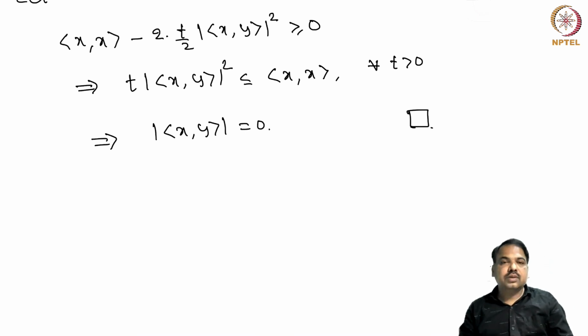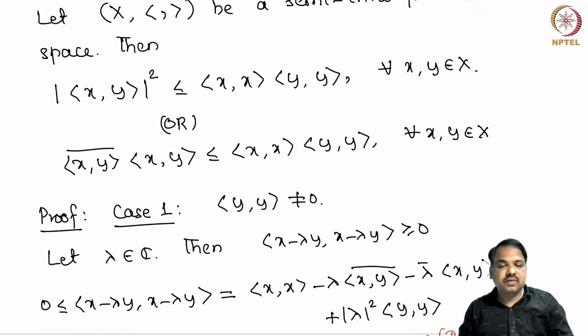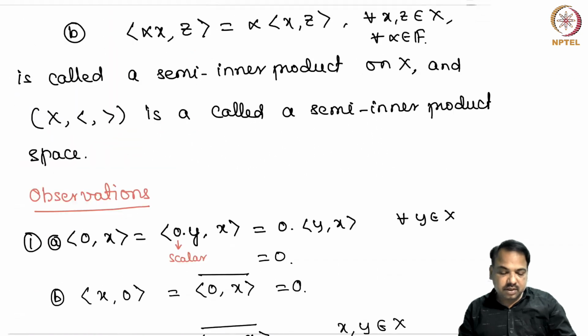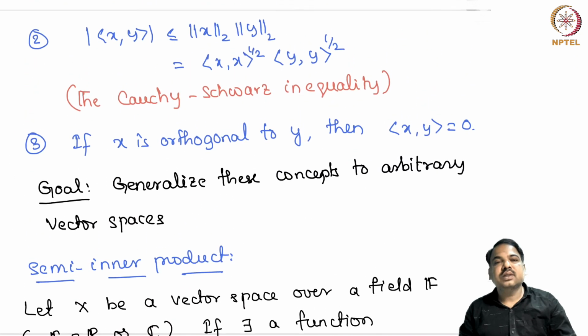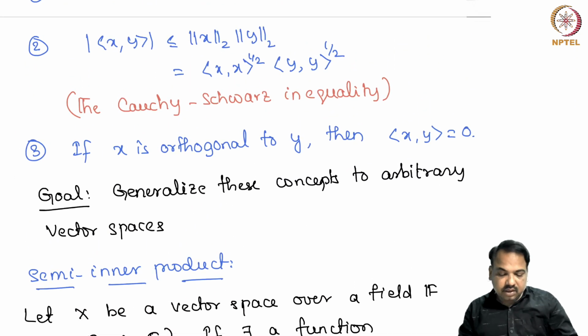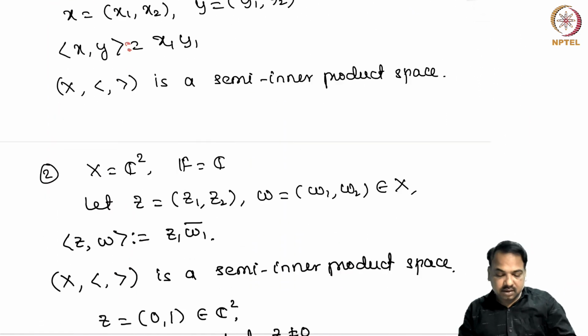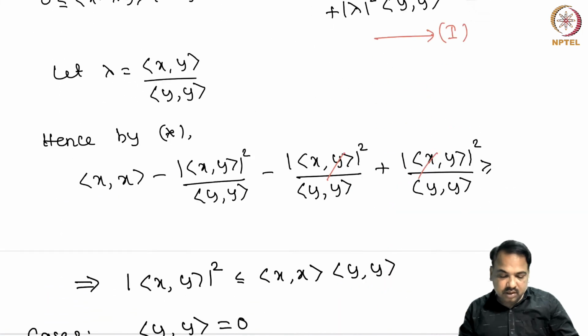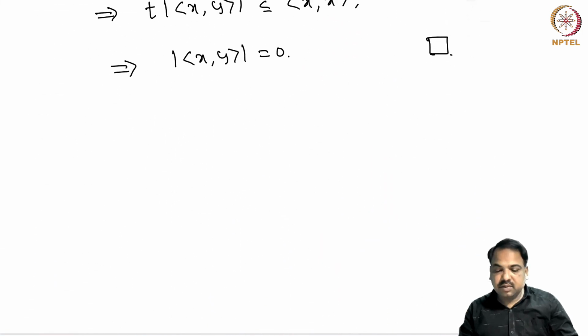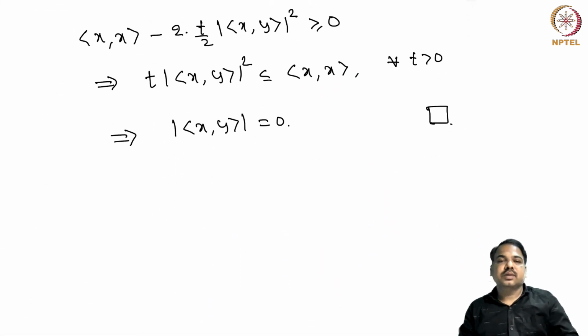Okay, so let me quickly recall what we have done so far. We have given motivation for the inner product space. So we started with discussing semi-inner product space. We gave a few examples of semi-inner product spaces. Then we have proved the Cauchy-Schwarz inequality for a semi-inner product space. Thank you very much.